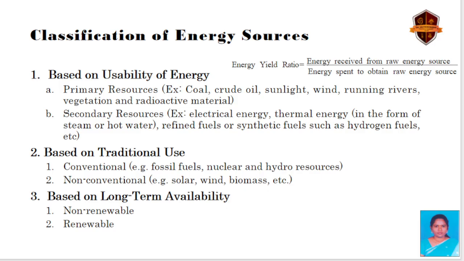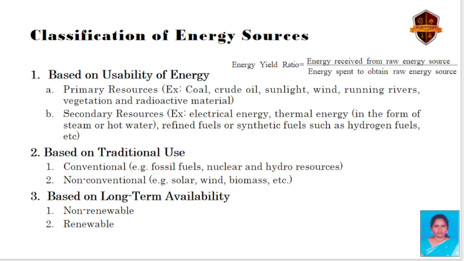Based on long-term availability, energy sources are classified as non-renewable and renewable. Non-renewable energy sources such as coal, petroleum, and uranium are limited and will be exhausted one day. Renewable energy sources such as solar, wind, and biomass are continuously replenished by nature. This classification is important for future planning. Renewable energy ensures energy security for future generations, whereas non-renewable energy sources will eventually be exhausted.